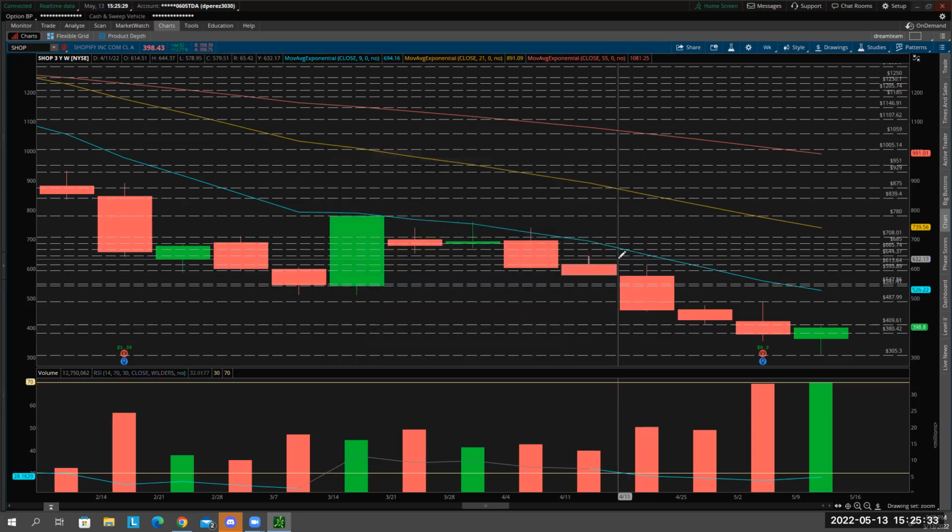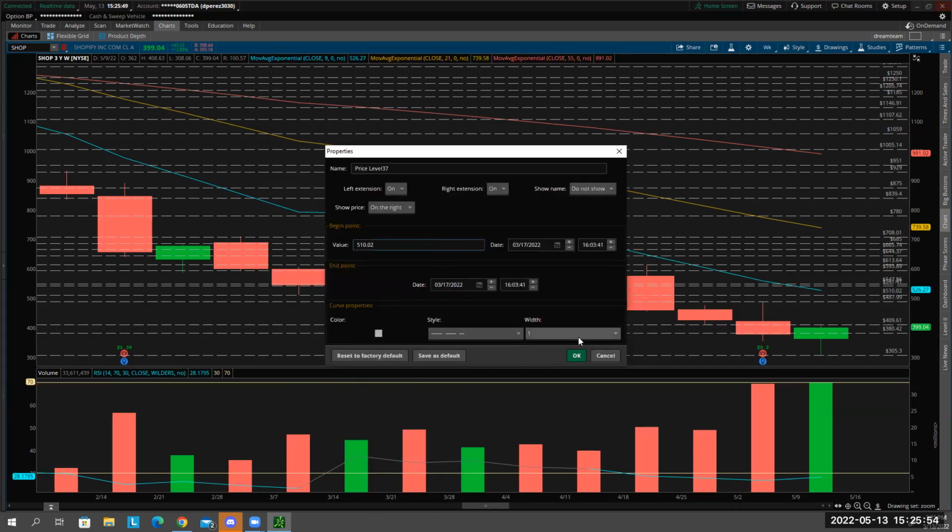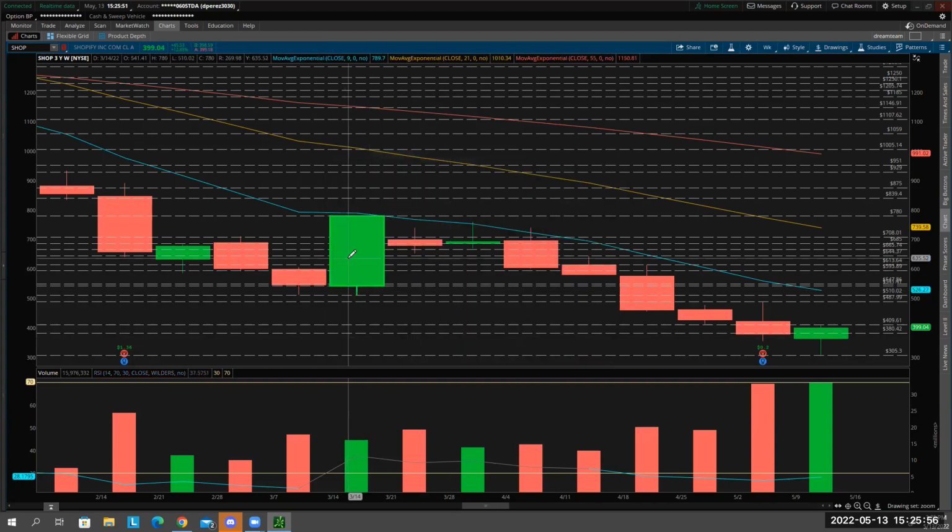You can see that 644.37 was a nice little support bounce right here. You can see a nice support bounce here. Low of 510.02 and 511.2. So let's do 510. Did I get that exact? I did. Nice.